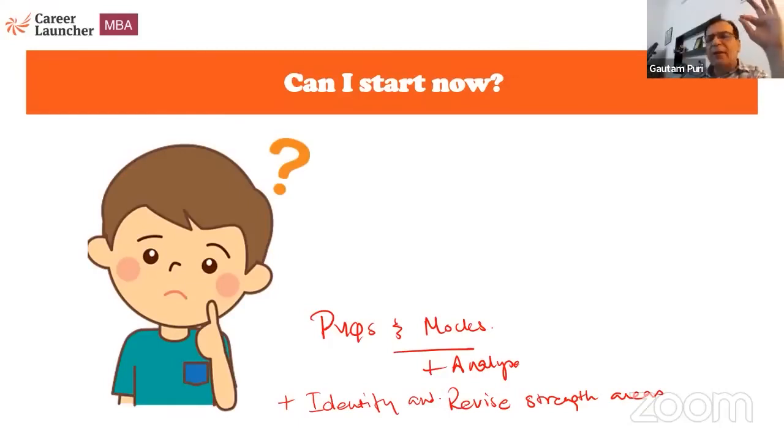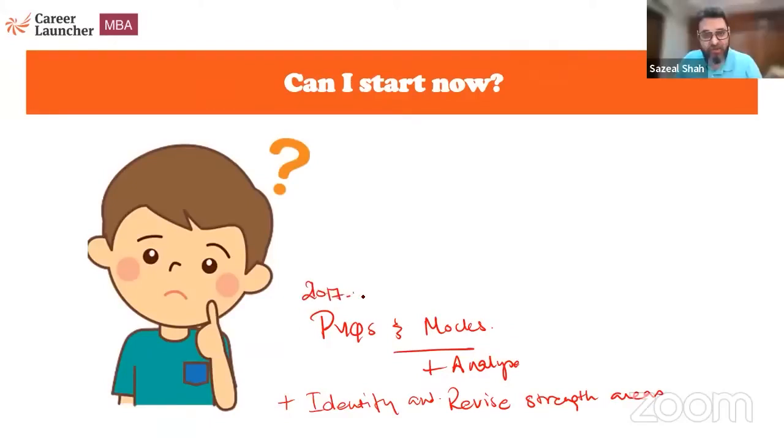And Sadil, specifically when you think previous year questions, priority 1 has to be CAT 17 to 22 papers. Right, let me write it down, sir. 2017 to 2022, right? Yeah.